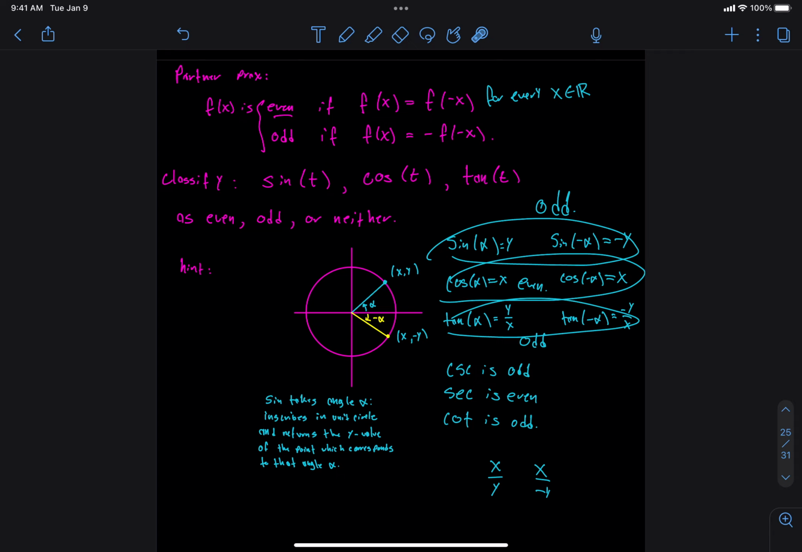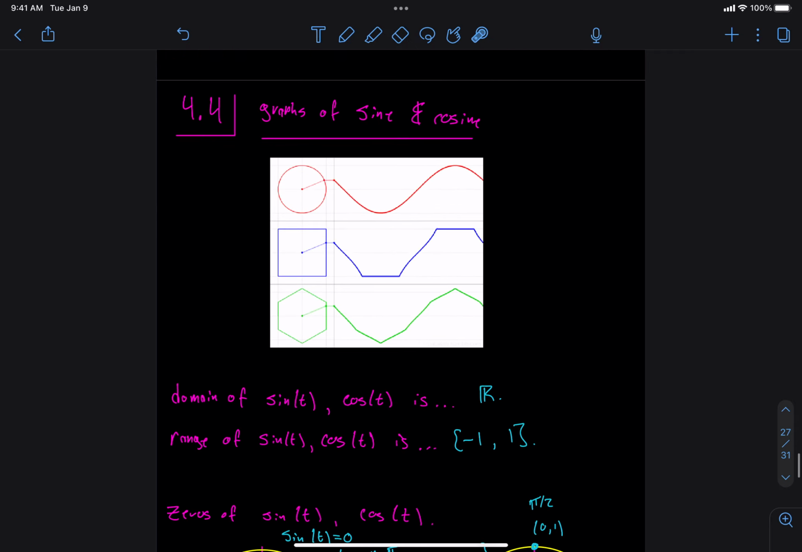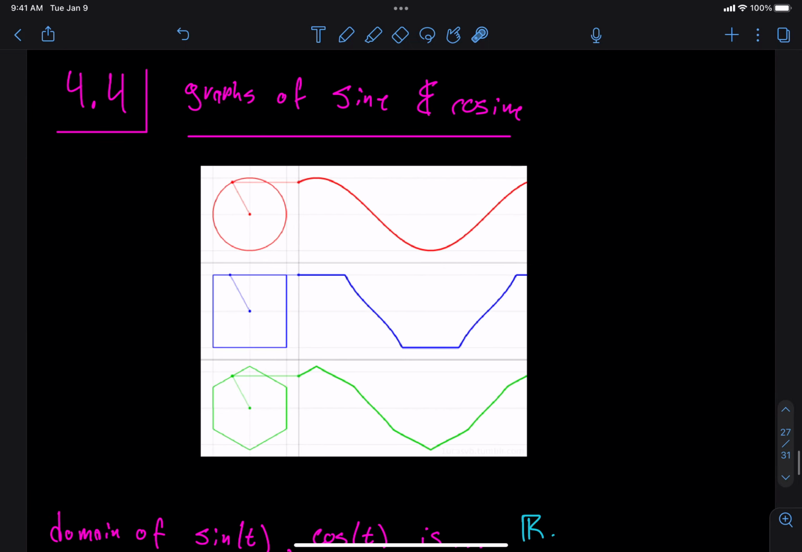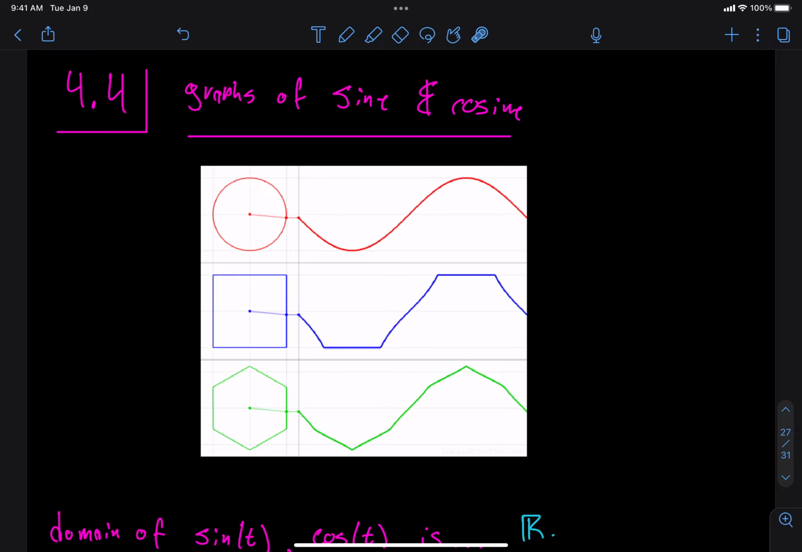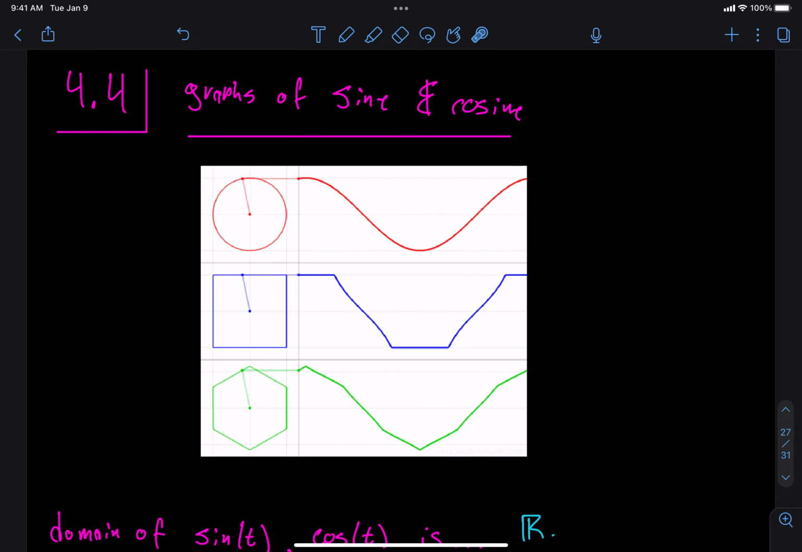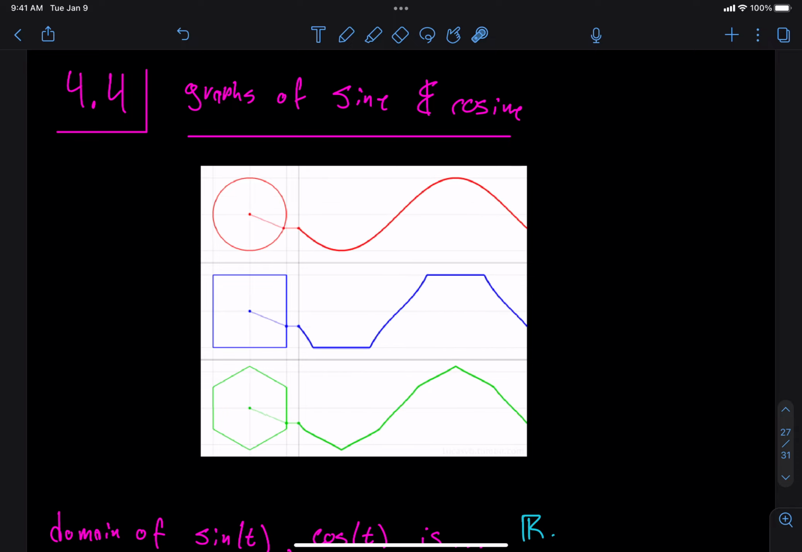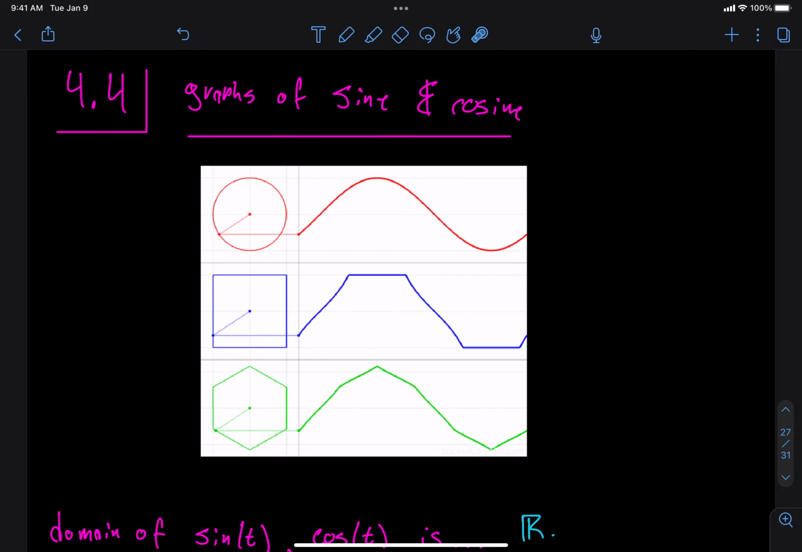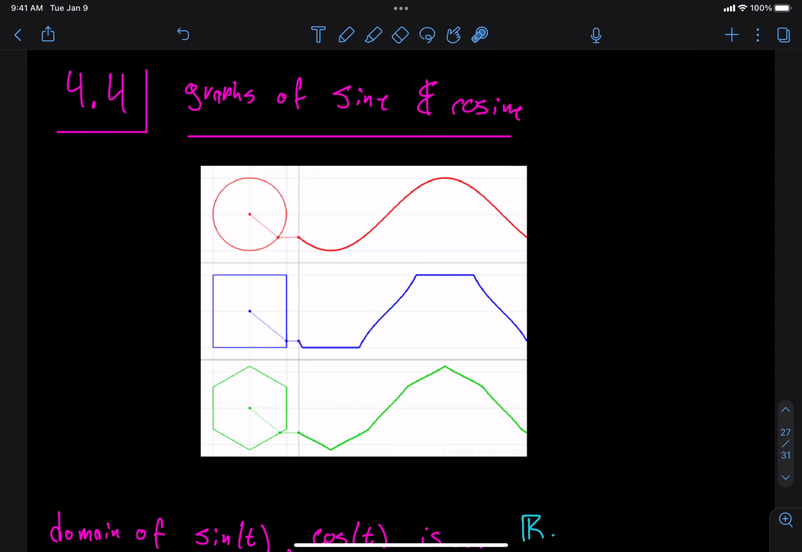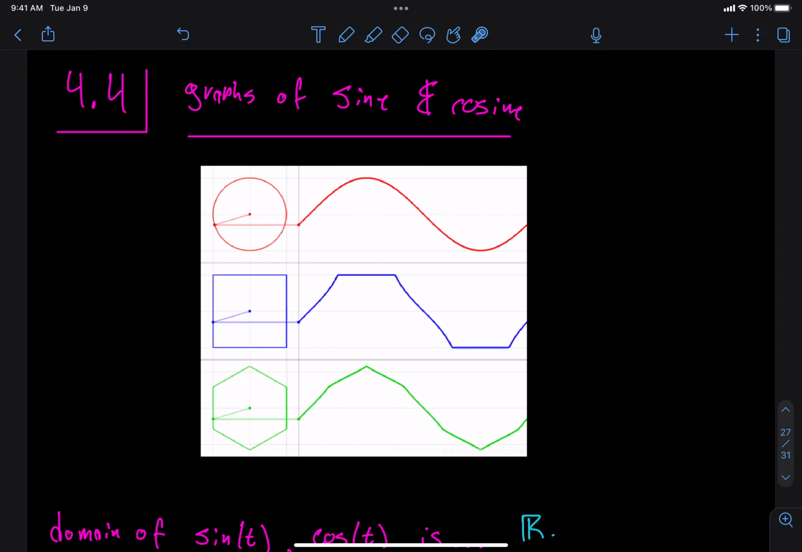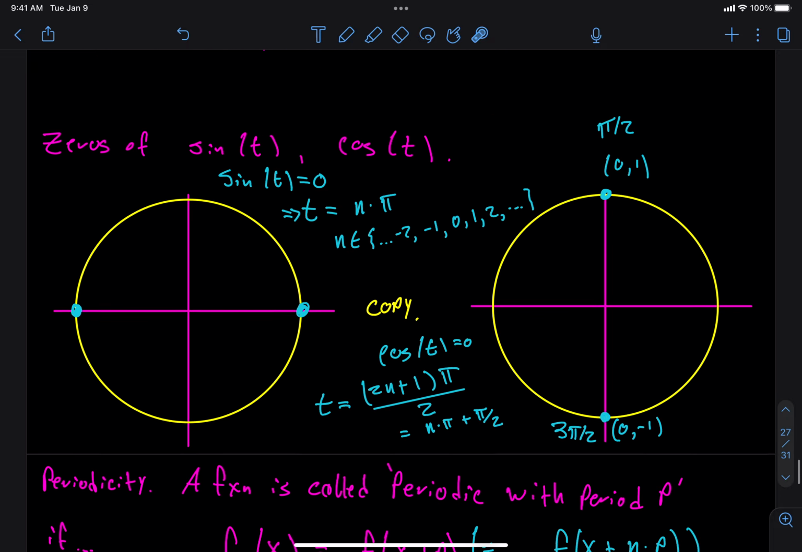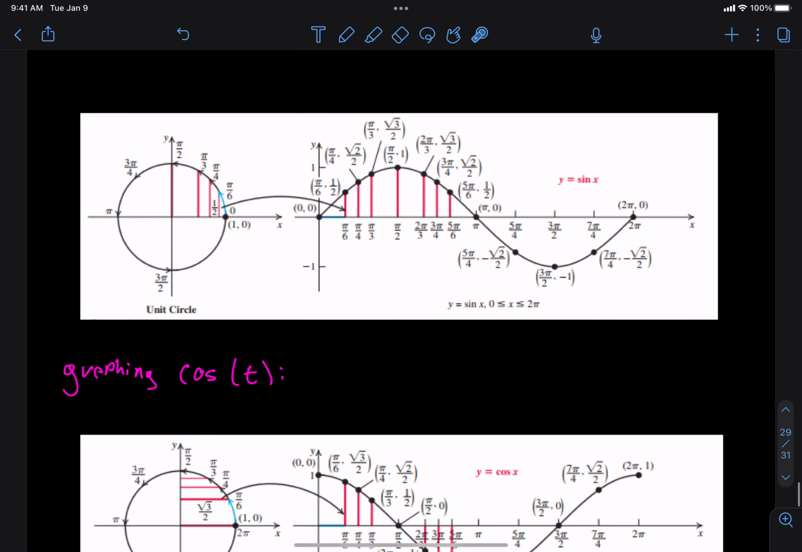So after that, we moved on to a new topic. That new topic was, of course, the graphs of sine and cosine. I like to put this animation on the screen because it does a great job of showing what is happening. How do we go from this unit circle to a graph? Okay, so here's how it works. Basically, we are going to do this process.